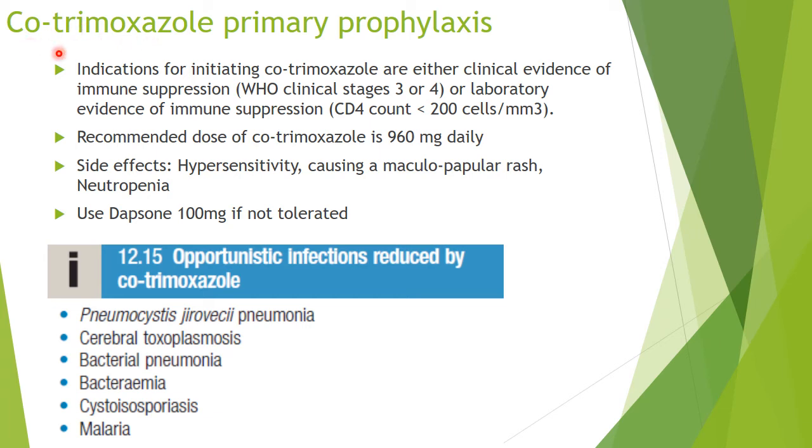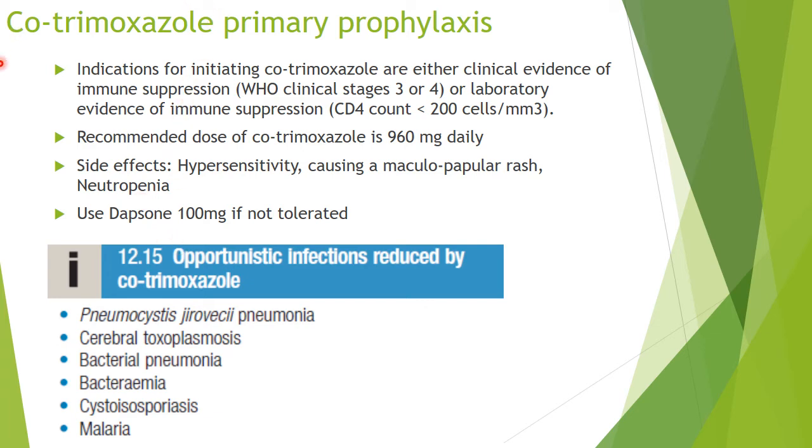So what are the indications for cotrimoxazole primary prophylaxis? They are clinical evidence of immune suppression: the patient is in WHO stage 3 or 4. And laboratory evidence of immune suppression: CD4 count less than 200 cells per millimeter cube. Recommended dose is 960 mg daily. Side effects can be hypersensitivity, maculopapular rash, and neutropenia. If cotrimoxazole is not tolerated, we can use dapsone.